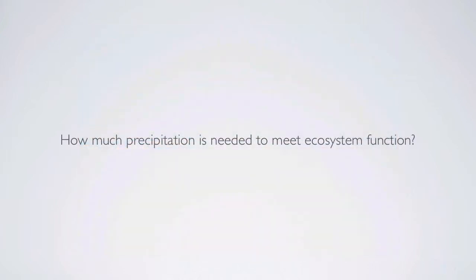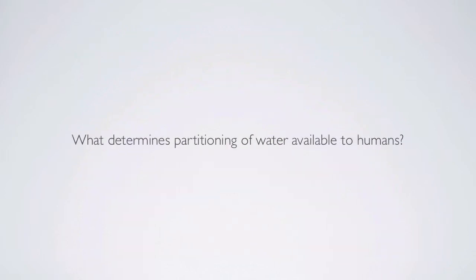Some of the questions that we really think about when we focus our attention on the water and energy budgets of ecosystems is really thinking about how much precipitation is needed to meet ecosystem function. So if there are changes in precipitation, for example, how is that going to impact ecosystem function? And at what point do we get a categorically different ecosystem function when precipitation changes? They also state that it's important to think about what determines partitioning of water available to humans.